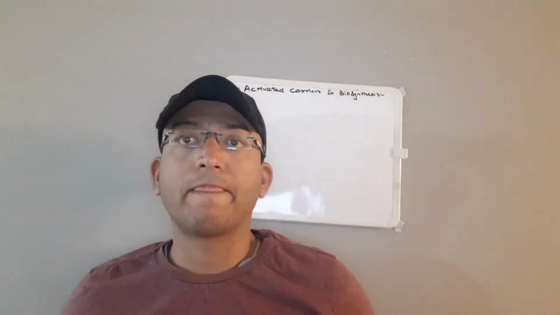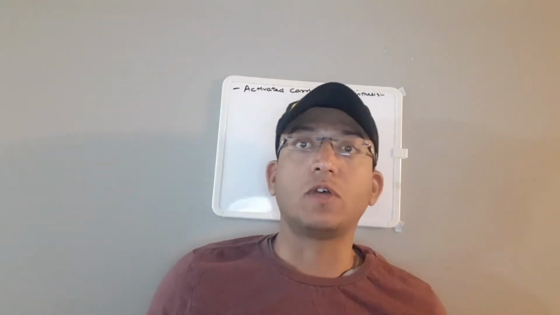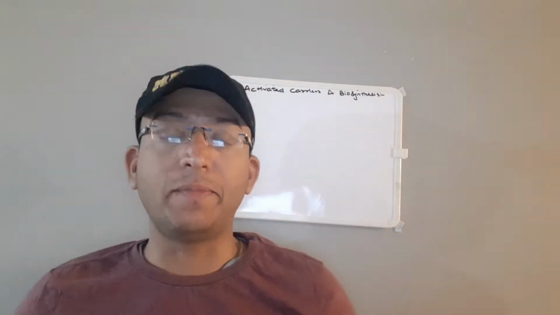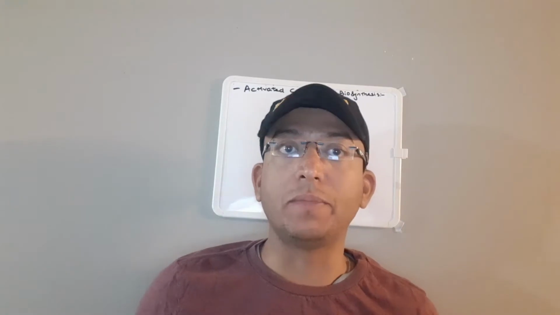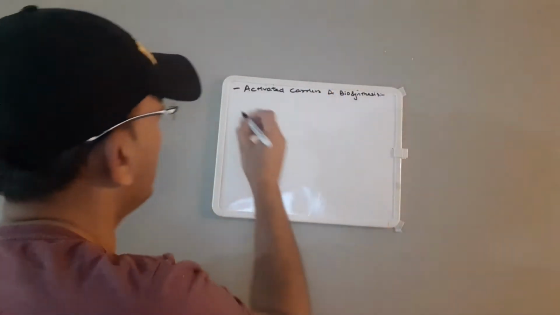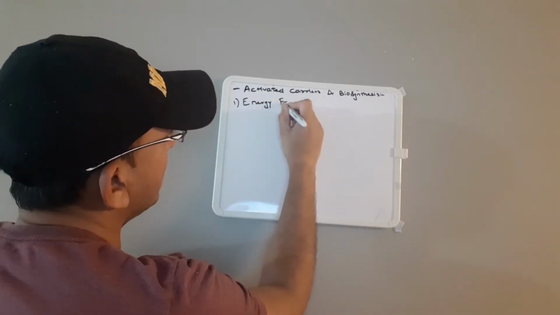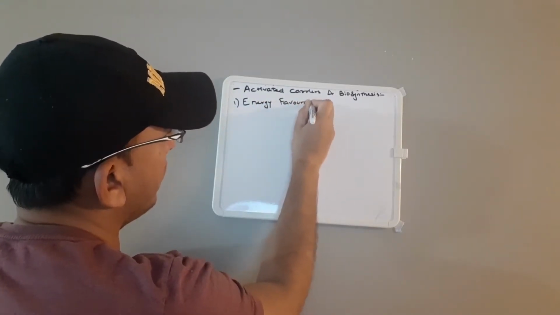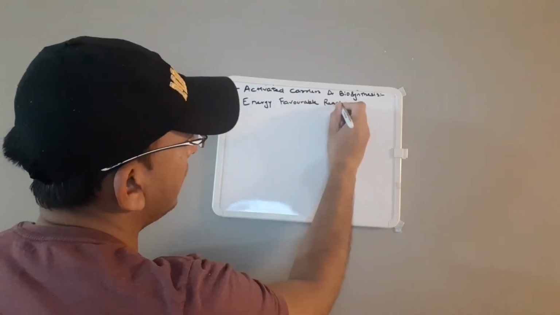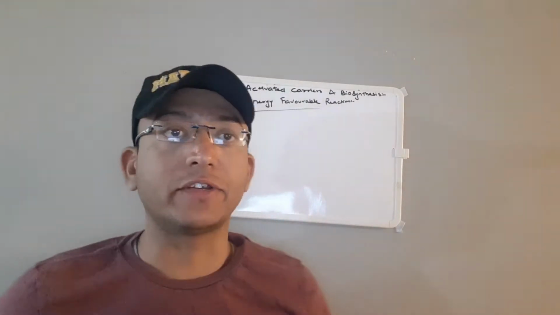All right, so if you know, there are two types of chemical reaction in the cell. One is an energetically favorable chemical reaction and the other is an energetically unfavorable chemical reaction. So what does that mean? Energy favorable reaction means, so I'll write it down here. Energy favorable reaction. Right, so what is an energetically favorable reaction?